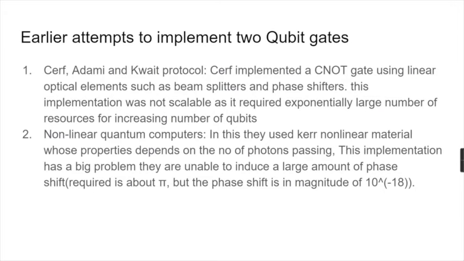In this they used Kerr nonlinear material whose properties depend on the number of photons passing. This implementation failed, since the objects they have used did not give as high an amount of phase shift as required. We require a phase shift of about π, but the phase shift is in the magnitude of 10 power minus 18, so it's not scalable.